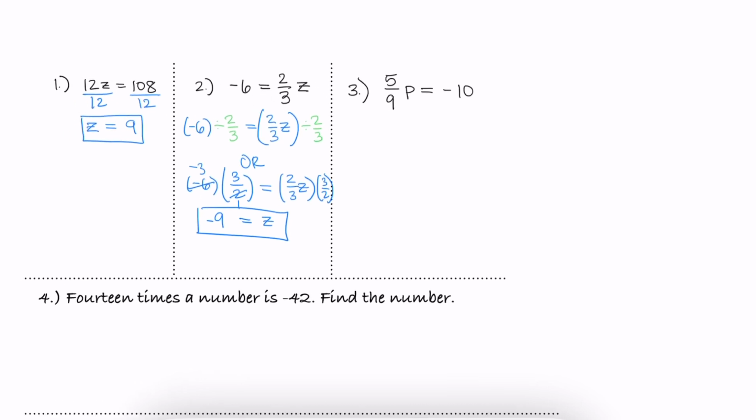So 5/9p times 9/5 equals -10 times 9/5. This and this cancel. p is equal to, this is 1, and -10 becomes -2. p equals -18.